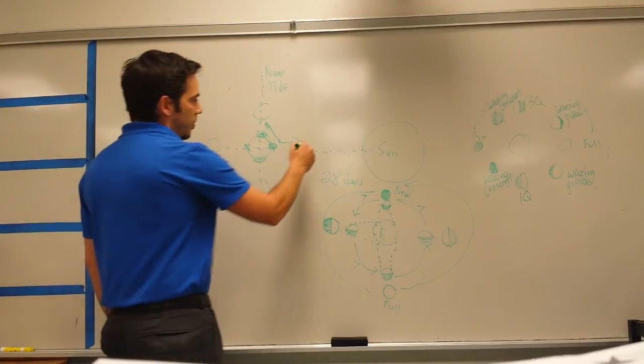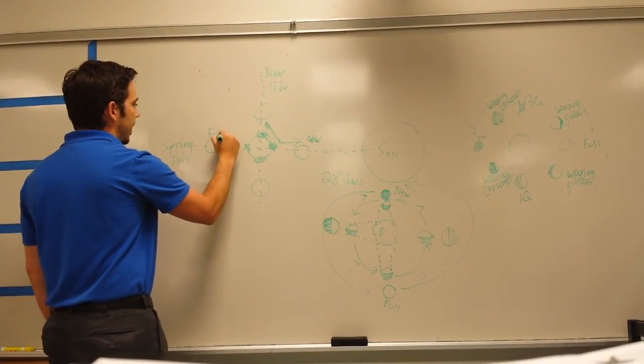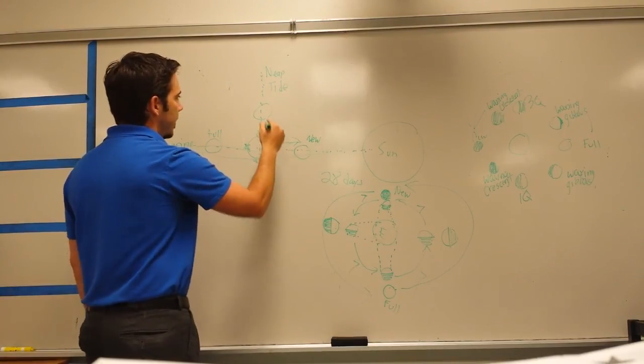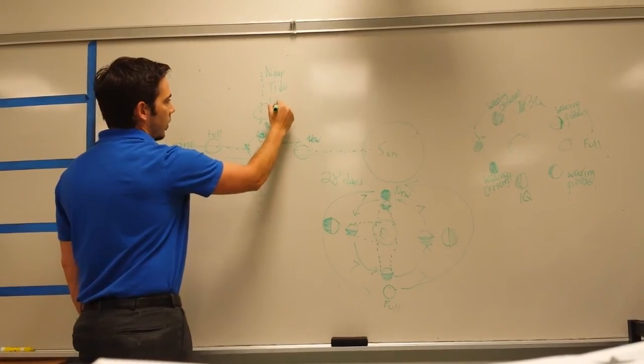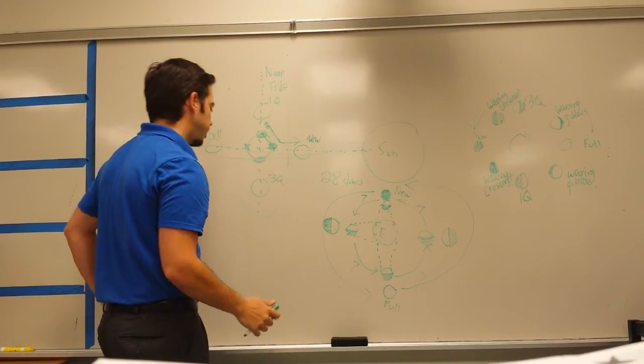The phases for that would be new moon and full moon for spring tide, and then our first quarter and our third quarter for the neap tides.